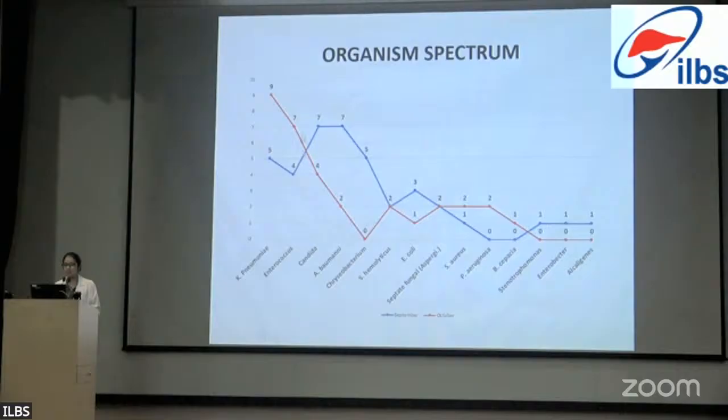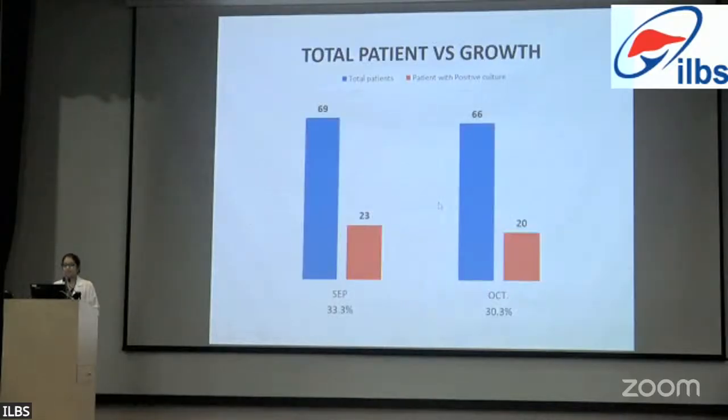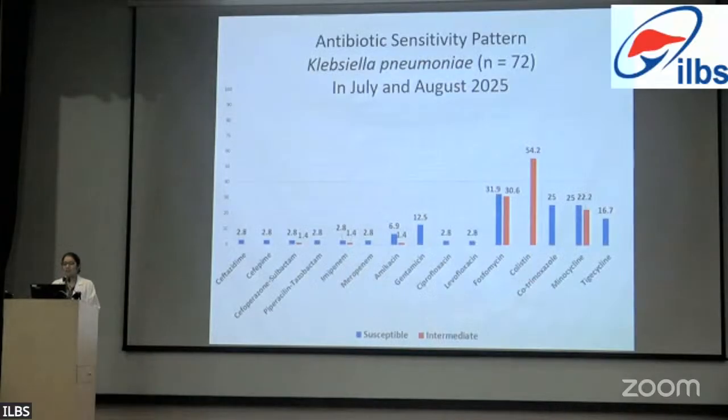Similarly, for Enterococcus, we can see that it is quite common, but again, the role of Enterococcus is only there if it is taken from an invasive site, in drains and in wound swabs, and in urine, it is more of a colonizer. And amongst the gram-negatives, Klebsiella pneumoniae was followed by Acinetobacter baumannii. Now coming to the total positivity rate of the patients. So in the month of September as well as October, it was similar, 33% in September and 30% in the month of October. Now coming to the antibiogram.